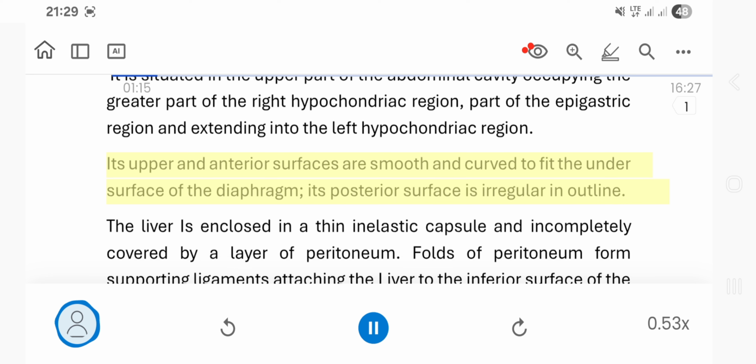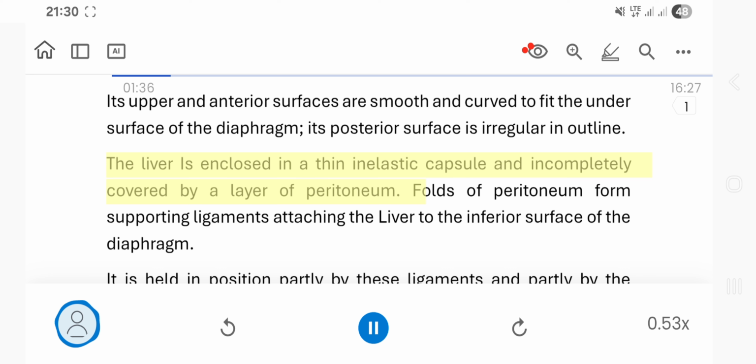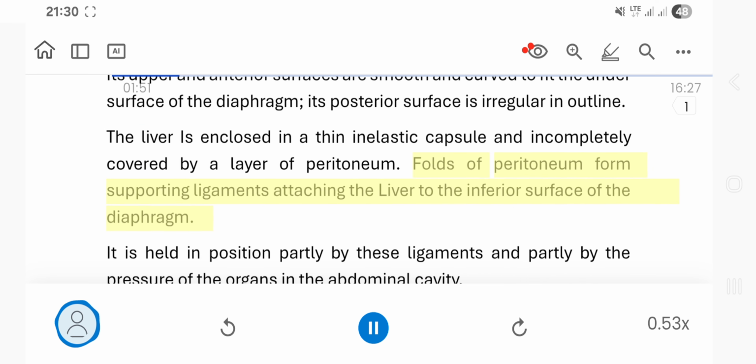Its upper and anterior surfaces are smooth and curved to fit the undersurface of the diaphragm. Its posterior surface is irregular in outline. The liver is enclosed in a thin inelastic capsule and incompletely covered by a layer of peritoneum. Folds of peritoneum form supporting ligaments attaching the liver to the inferior surface of the diaphragm.